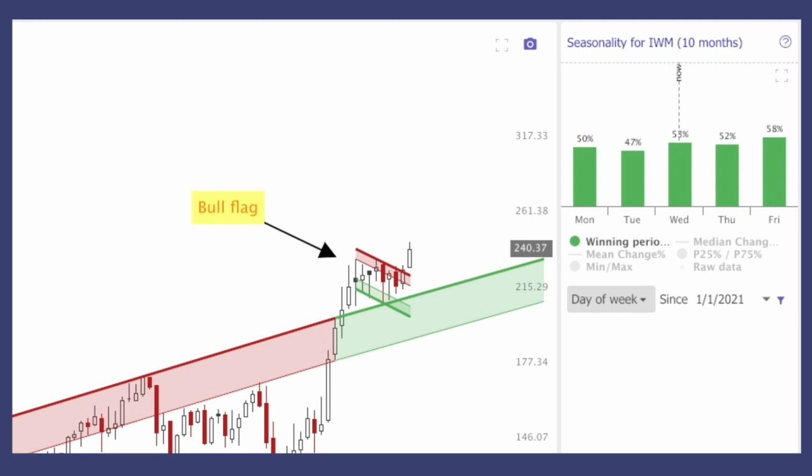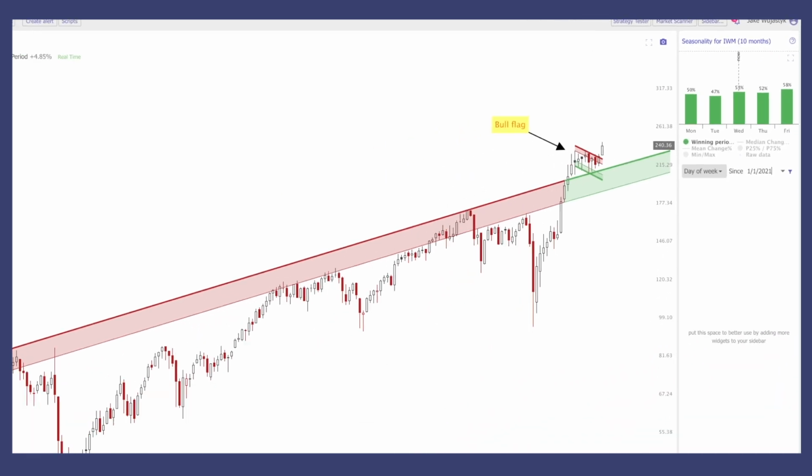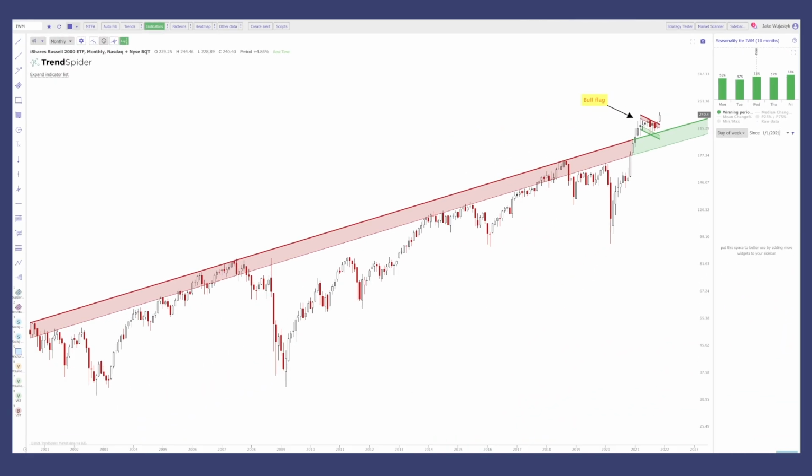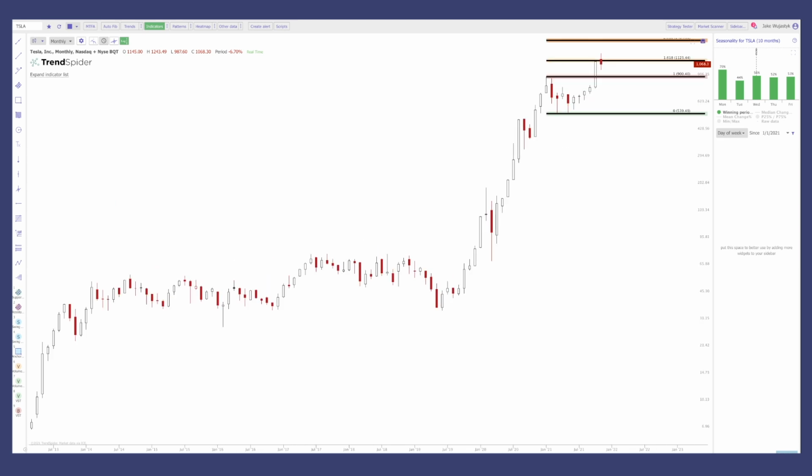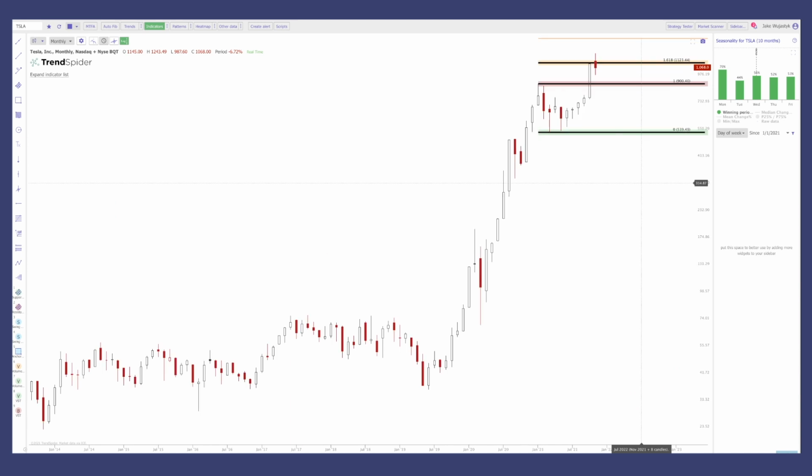And if you go into more individual names like Tesla or some of these very volatile names, you'll actually see some pretty interesting day of the week seasonality discrepancies. As I mentioned, in Tesla, if you go to day of the week seasonality since 2021, you'll see Monday has a 70% win rate, but Tuesday only has a 44% win rate.